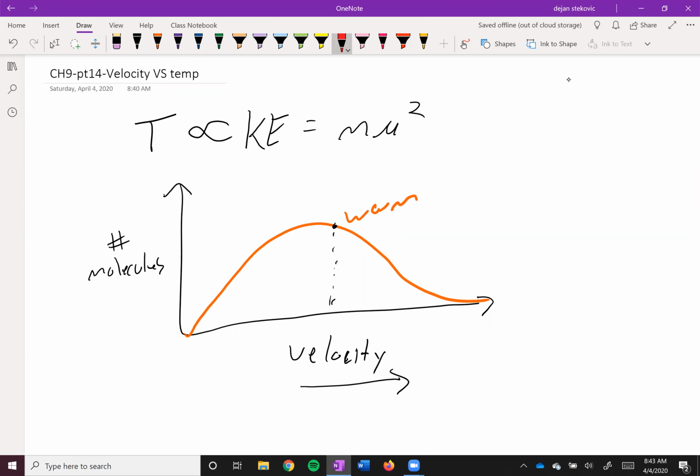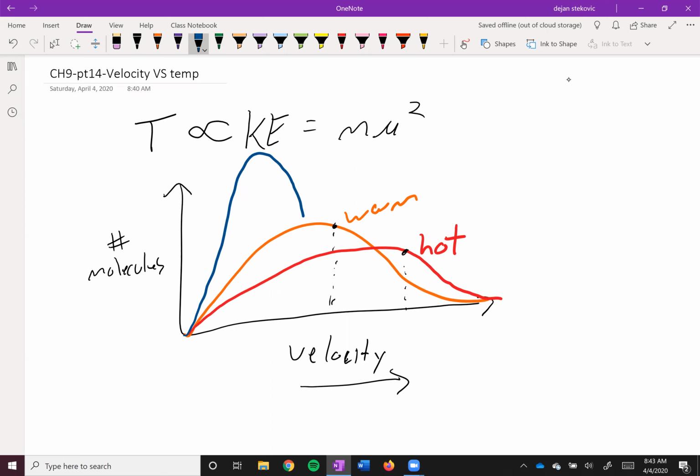The other thing that's going to happen is that the curve starts getting flatter. So it looks something more like this. So this will then be hot, right? And then your average is somewhere over here. And then if you went the other way, it would be cold. It'd be less flat, something like that. You can see the average velocity here has decreased.